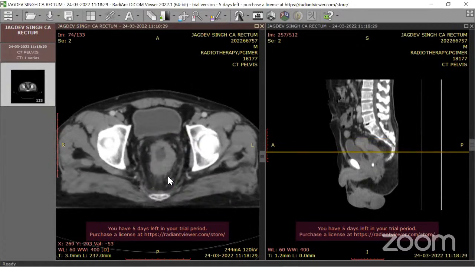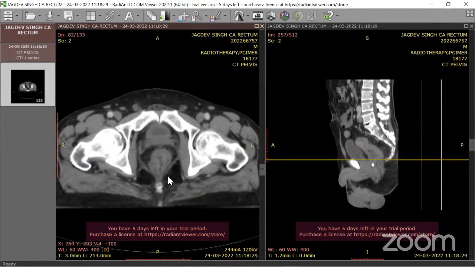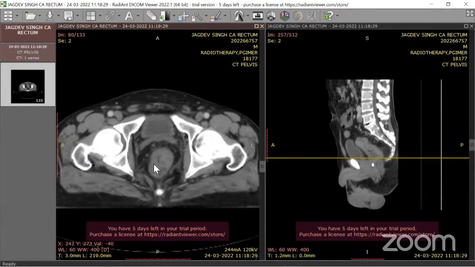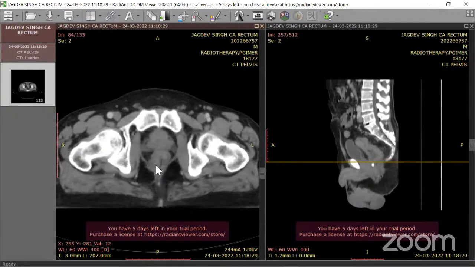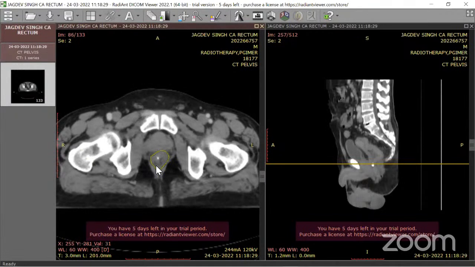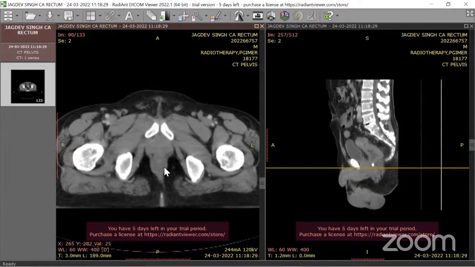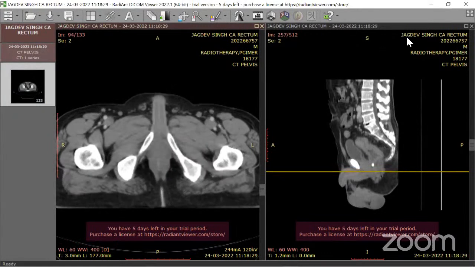And then lower down we go, you can see the mesorectal fat. This is the mesorectal fat, and then it starts to disappear from this level, which exactly corresponds to our growth. So we should not stop our mesorectal volume here. We should go at least 2 centimeters below it. That will mark the boundary of the mesorectum.